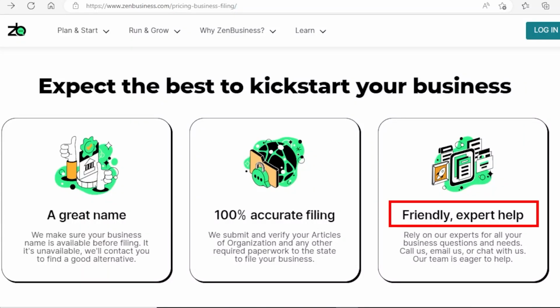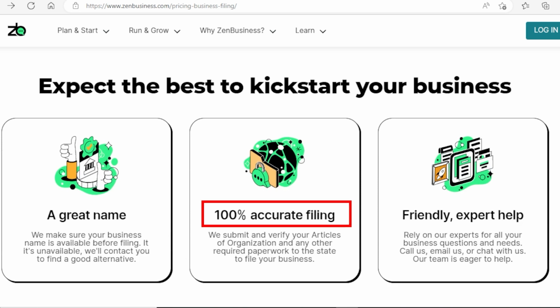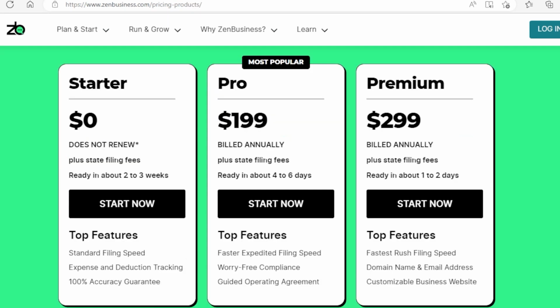Zen Business has an in-house team that takes care of the entire registration process, so you're confident that you have professionals handling it for you. This is also why all of their plans have a 100% accuracy guarantee, which you don't get with many other providers who outsource all their work. That makes a free service a no-brainer deal.